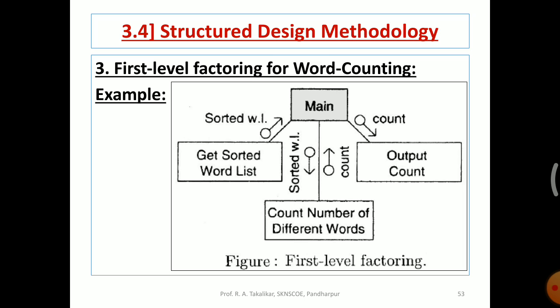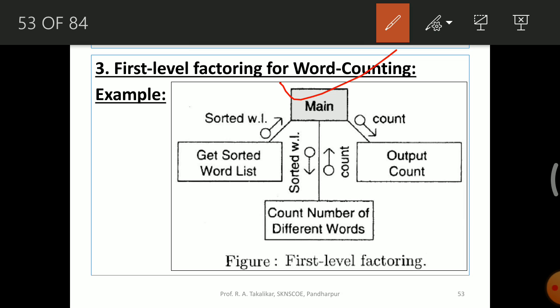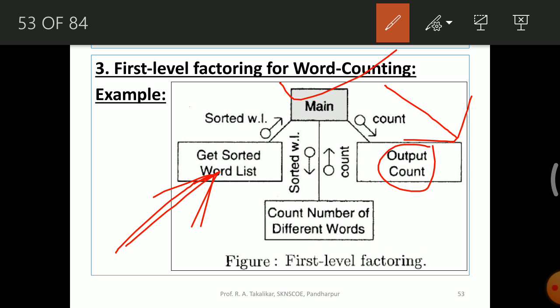You can see the main module here. It has got an input module called get sorted word list. We are going to compare this diagram with the previous DFD of word counting problem. The main module will have one input module called get sorted word list, one output module called output count. This is the input module, this is the output module. We are creating new modules, subordinate modules, please understand. And this one is the transform module, count the number of different words.